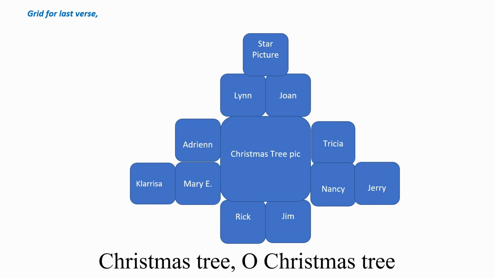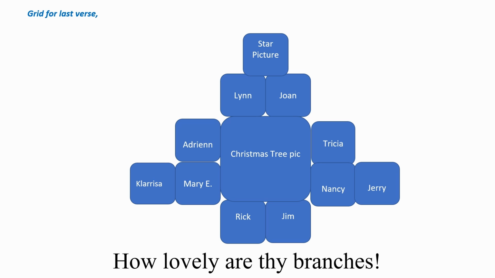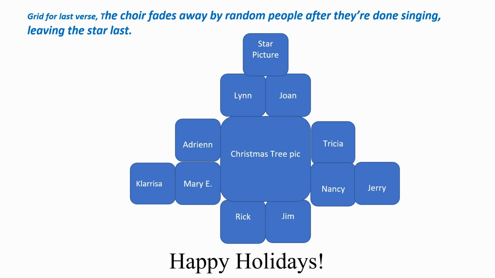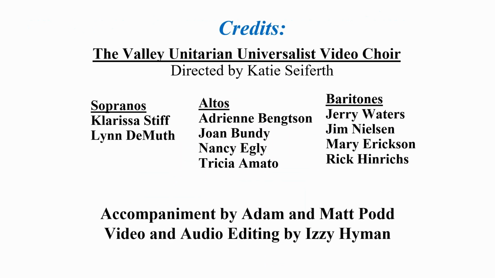And then we ended this video with a Christmas tree, and it was really fun to put the singers around and to find a Christmas tree pic and a star picture on the top. And that's basically it. I wanted the choir to fade away at random after they were done singing, making sure to leave the star last. And then these are our credits.